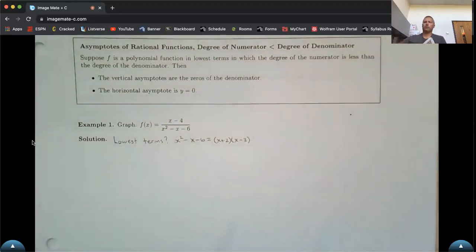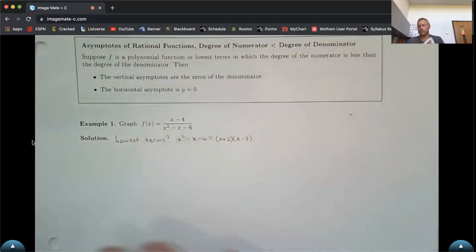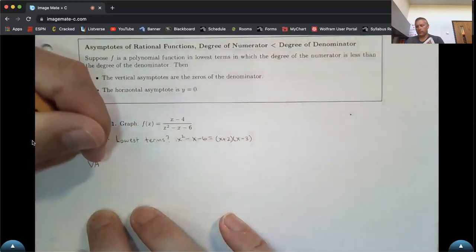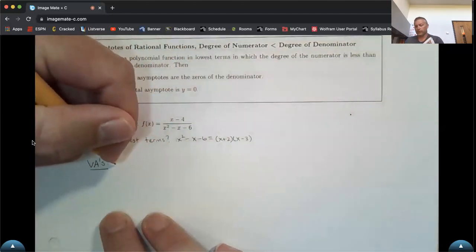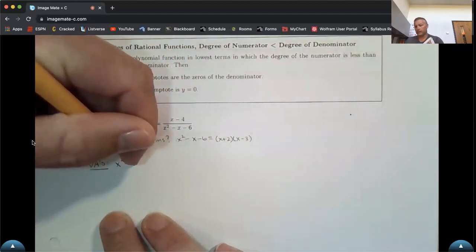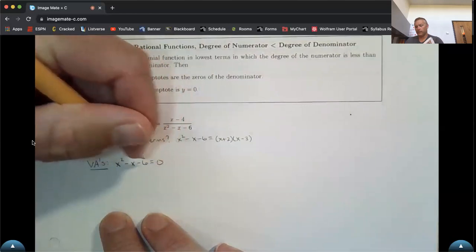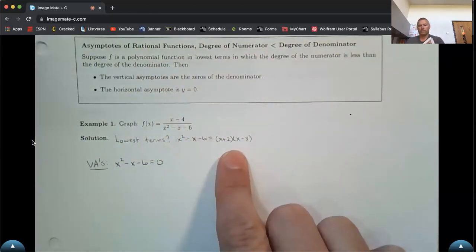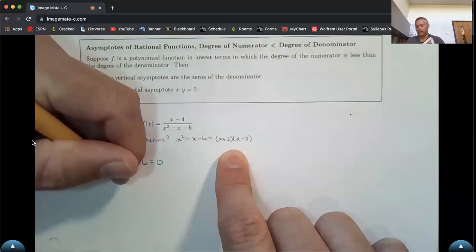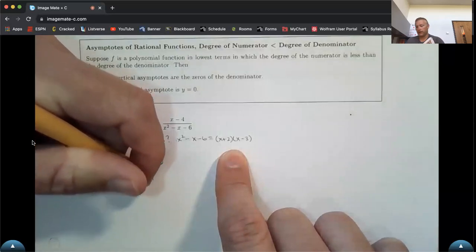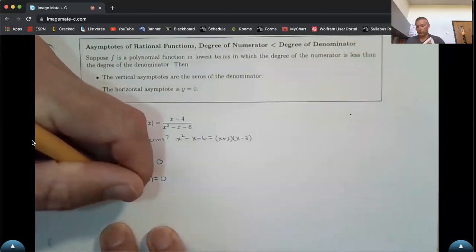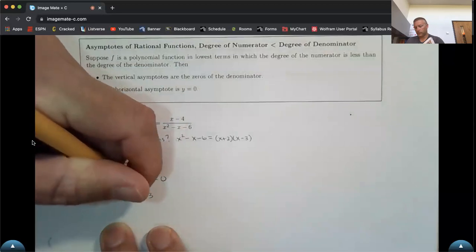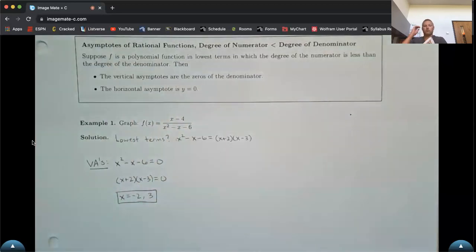Okay, so the next thing we do is we start finding the vertical and horizontal asymptotes. So the vertical asymptotes, we'll just abbreviate those as VAs. These are the zeros of the denominator. So x squared minus x minus 6 equals 0. Now we did already factor this to check that nothing canceled on top. So this is x plus 2 times x minus 3 equals 0. And therefore x is -2 and x is 3. So these are our vertical asymptotes.